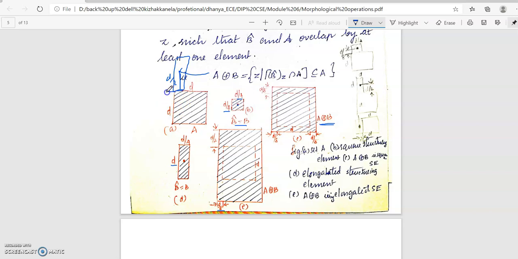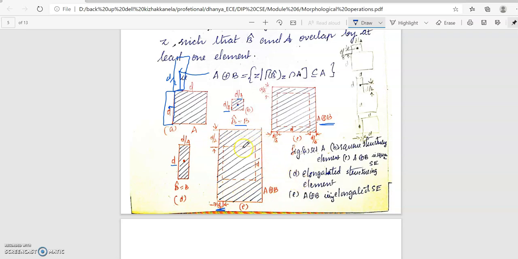Similarly, consider I am placing this structuring element like this. So this is the center point. Again you can see it is sharing at least one point in common with A, so I can choose this point. So this distance is d by 4, so up to center it will be d by 8. So d by 8 towards this side I can choose. Okay, so this will be the result of a dilation.